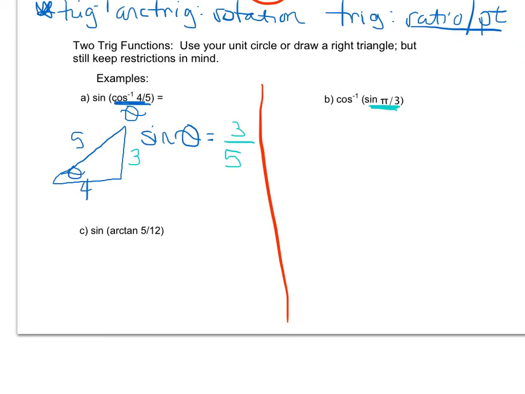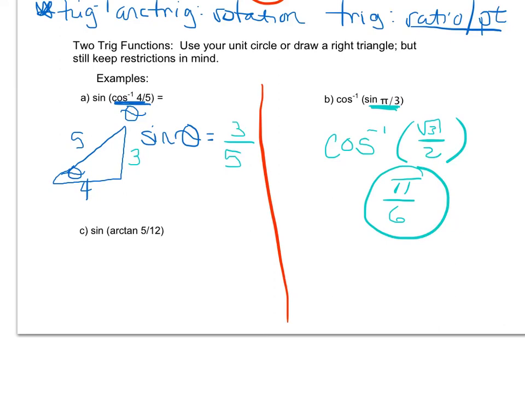So for pi over 3, I see the sine value is square root of 3 over 2, so now I have cosine inverse of square root of 3 over 2. Now I ask myself, since it's inverse, what rotation gives me radical 3 over 2 between 0 and pi in the cosine or x position? And I see that happens at pi over 6. So what rotation gives me a cosine value of square root of 3 over 2? A rotation of pi over 6.